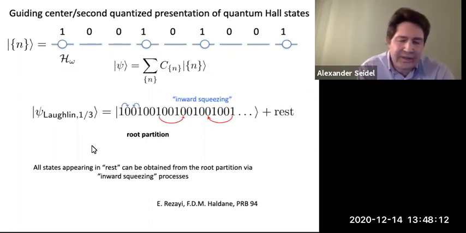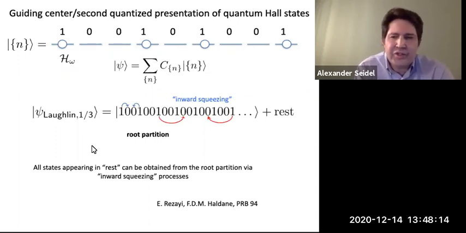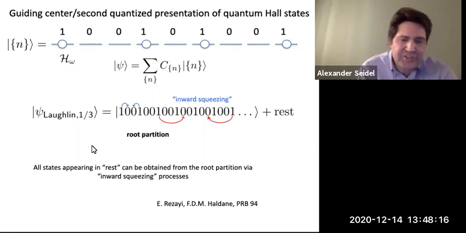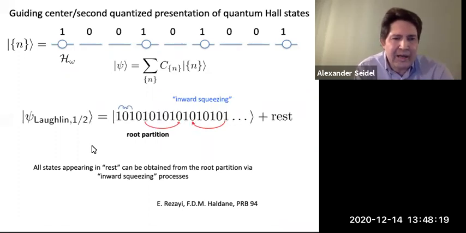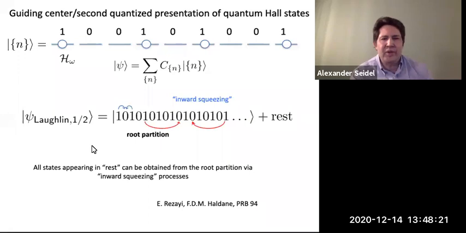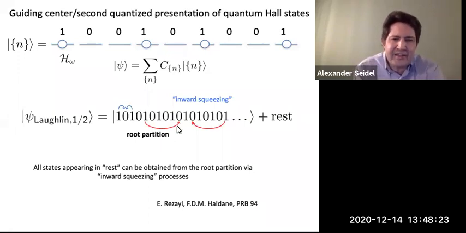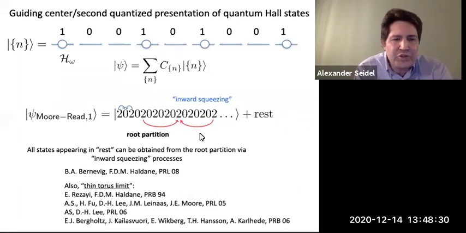And so this interesting observation is not only true for the Laughlin 1/3 state, it's certainly also true for the bosonic Laughlin 1/2 state. So in the 90s, I think this observation was limited to Laughlin type states, but in the meantime, we know it's true for many other interesting quantum Hall states. For example, the Moore-Read state at filling factor 1 is another state for bosons. So for bosons, of course, the root partition could have higher occupancies.